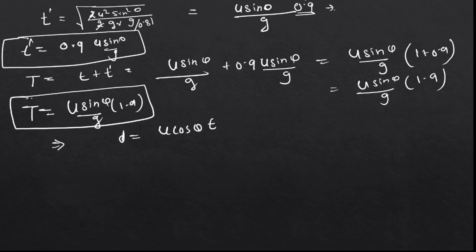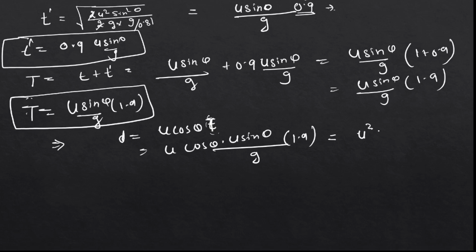u cos theta times t, the time of flight. So put this value of time of flight in this equation, we will have, right? So from here it will be u square, right? So this is the range or the final range, that in the question is given as d dash. So this final range is d dash, which is equal to this much.